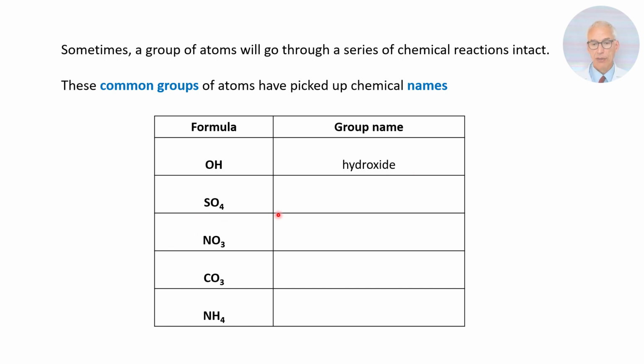SO4, that's the sulfate group that I mentioned earlier in the class. So 1 sulfur and 4 oxygens sticks together as a group known as sulfate. NO3, 1 nitrogen, 3 oxygens, known as nitrate. CO3, known as carbonate. And NH4, 1 nitrogen and 4 hydrogens, known as ammonium. You are expected to recognize and use the names of these common chemical groups.